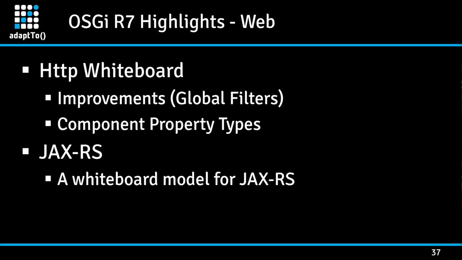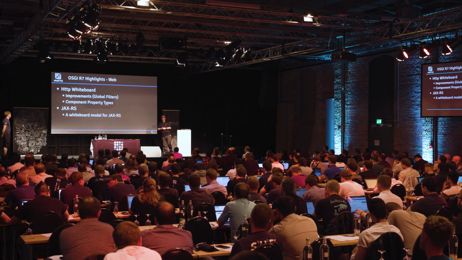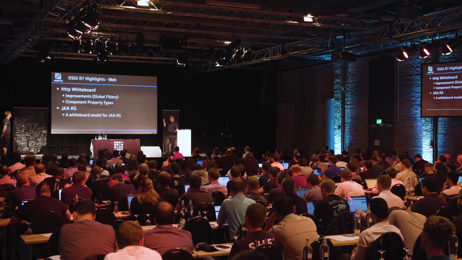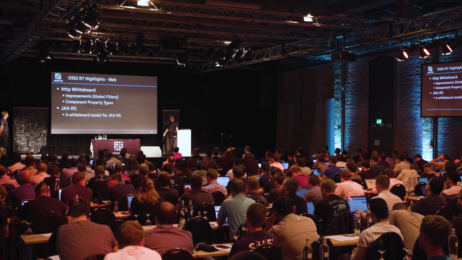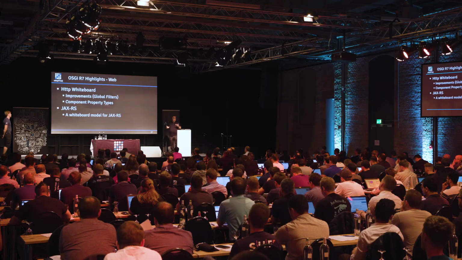Jumping to the next topic. So we did a lot of stuff, as you can see, in the R7 release. We updated the HTTP Whiteboard, which is used by Sling and AEM in the end. Added some improvements, clarified some things, and also added these component property types, which makes the development much easier. Again, it's on the next slide. And we also added a new specification about JAX-RS. So if you want to use JAX-RS with OSGi, there's now a specification for it, and an implementation, of course, you can use and combine these things.